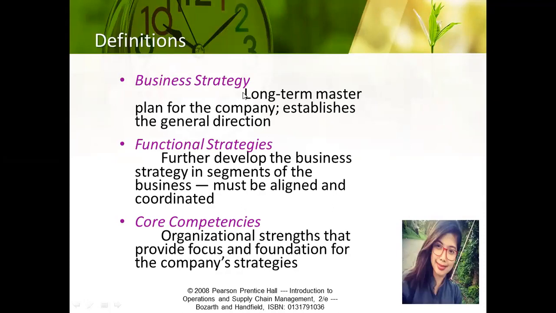Business strategy is a long-term master plan for the company and establishes the general direction of the company. The functional strategies further develop the business strategy in segments of the business and must be aligned and coordinated. Core competencies are strengths that provide focus and foundation for the company's strategies.